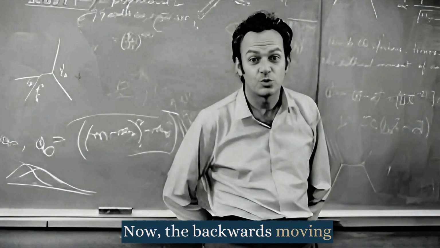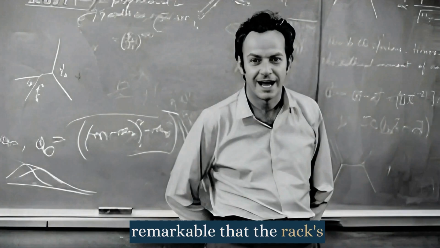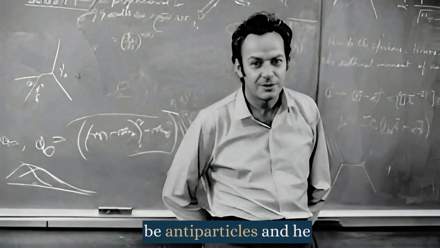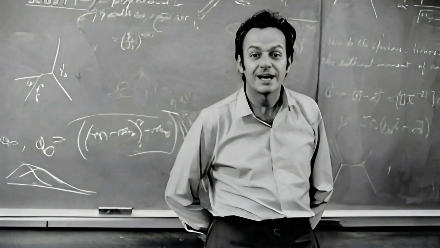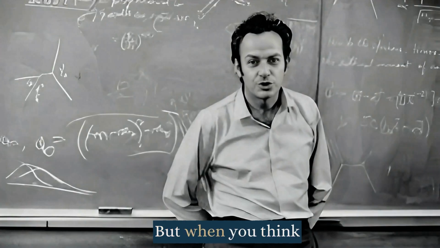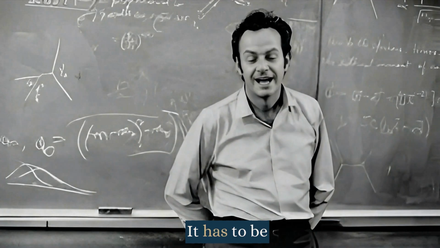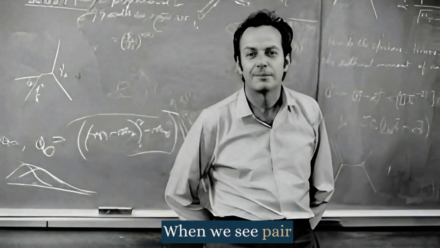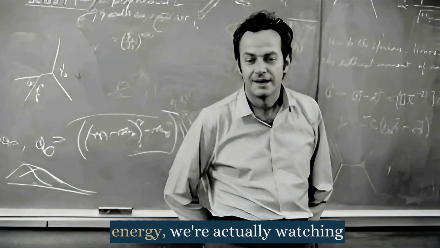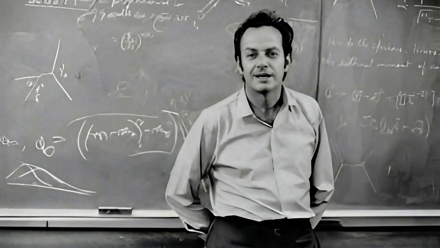Now, the backwards moving electron interpretation explains something remarkable that Dirac's original theory left mysterious. Dirac said there must be antiparticles, and he was right. But why? Why must there be antiparticles? His theory didn't really answer that. But when you think about particles moving backwards in time, suddenly it all makes sense. It has to be that way. When we see pair production, an electron and positron appearing from pure energy, we're actually watching a single electron's world line making a U-turn in time.